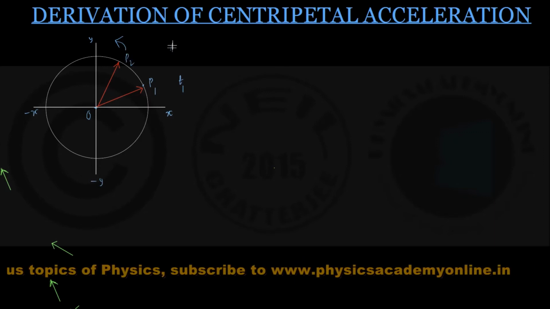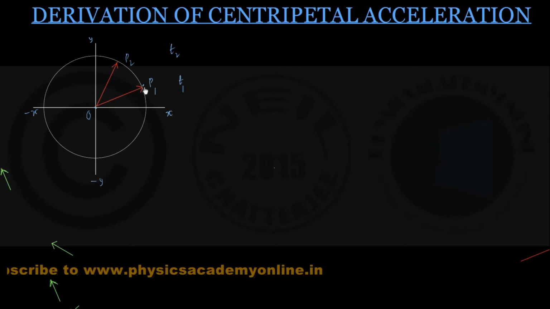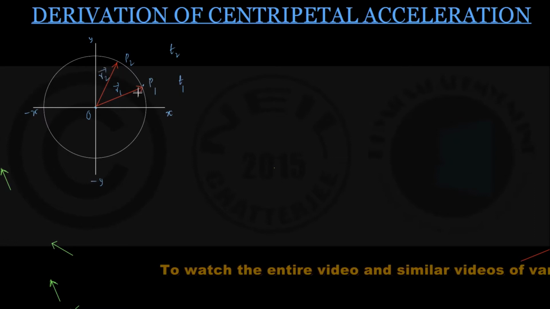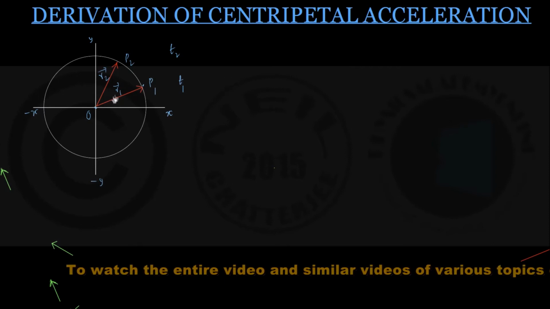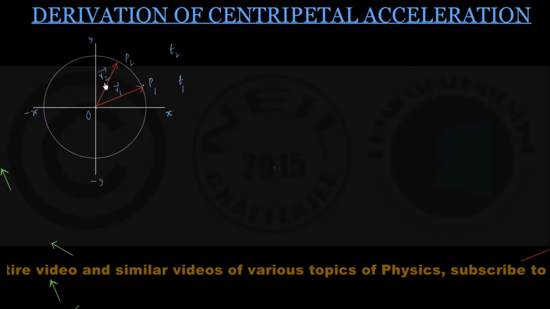Now this happens at the time t2. So you see that as the particle has traveled from position P1 at time t1 to position P2 at time t2, correspondingly the position vector of the particle changes. OP1 is the initial position vector of the particle, which I'll be calling R1 vector, and later it has gone to OP2, which I shall call the R2 position vector. So it has changed from R1 to R2.